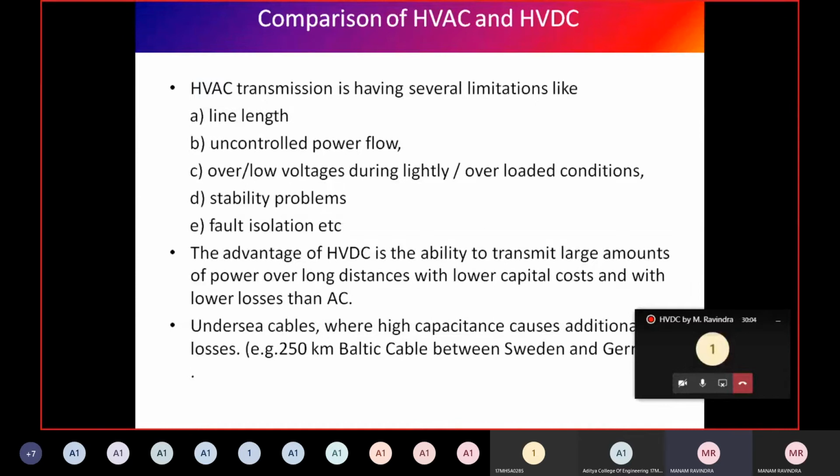Okay, and also, if we consider underground cables, due to the high capacitances in underground cables, there are very high losses in case of AC, so we can go for DC.